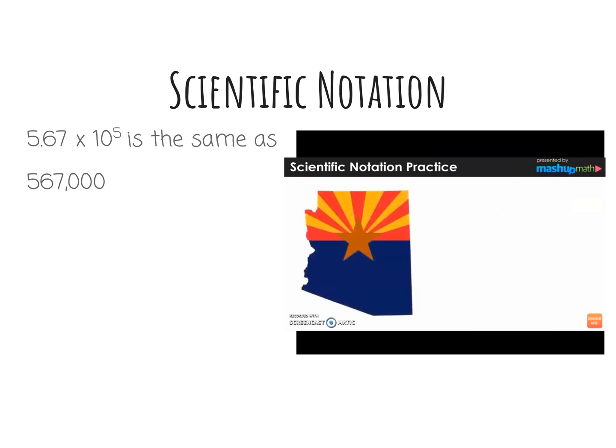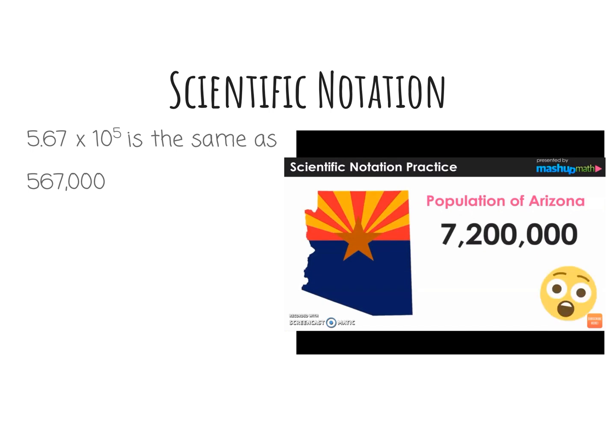Let's take a look at a really big number. The population of the state of Arizona is 7,200,000 people. And now we can ask, how can I use scientific notation to express this value? Now, if you remember from our definition, we're talking about numbers that can't be expressed conveniently in decimal form.